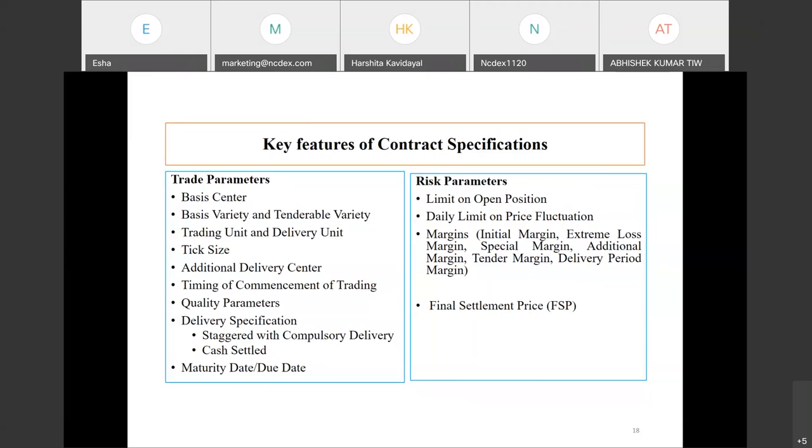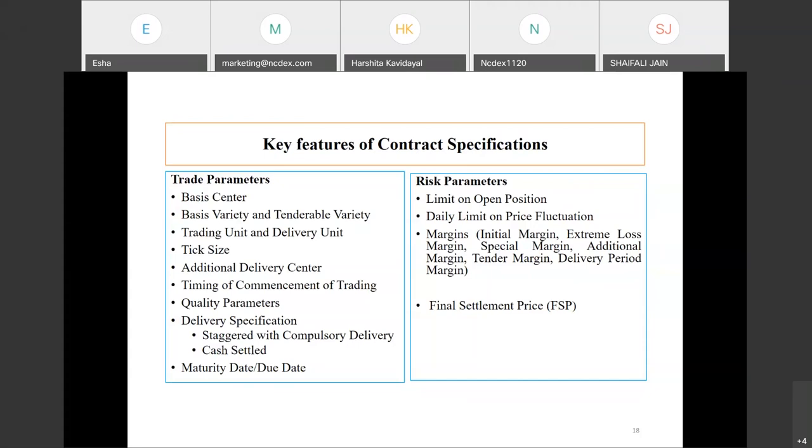Then you have the time of commencement of trading and the maturity date, which is most crucial, because when you set the time of commencement or maturity date, you have to ensure there is adequate supply in the market, so that the supply is not cornered and the seller does not fear that his supply will be cornered. He always has a fear that his supply will be gone. So you have to decide the time of commencement and maturity in such a way that the market is flooded with supply. There should be abundant supply available in the market.